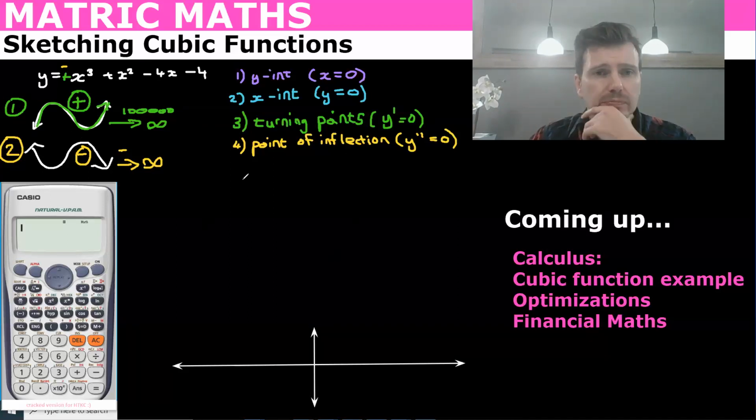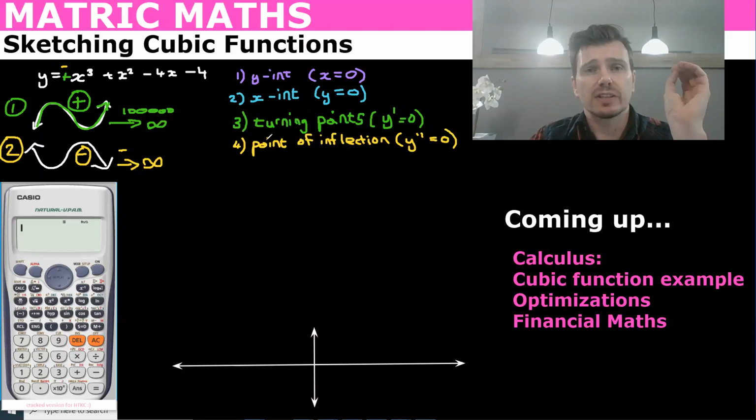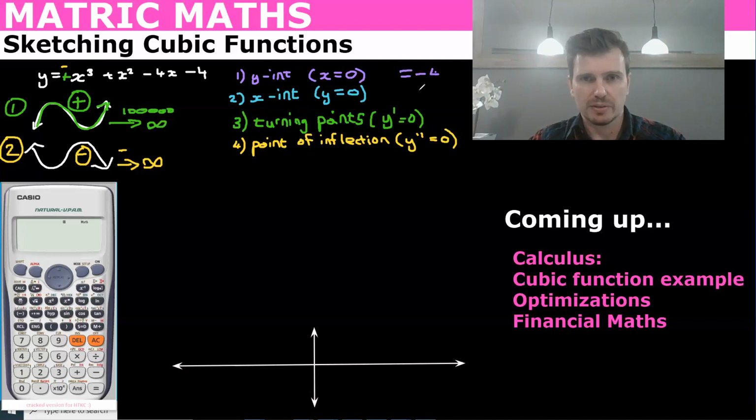Okay, so with sketching these functions, the first thing we always do is find our x and our y-intercepts. Well, the y-intercept is pretty easy because we just make x equal to 0. And so 0 cubed, 0, 0, we're just left with a -4. So we know that the y-intercept is just going to be -4. Okay, so we can actually put that in the graph there, -4. So that's our first thing. Now, our x-intercepts, we make y equals 0.